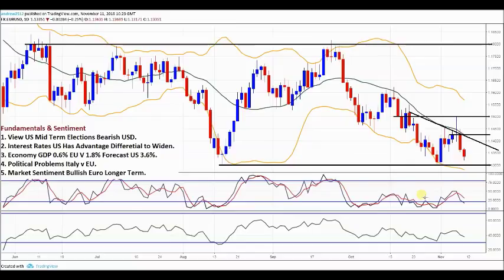So both Euro USD, Euro JPY look really good. I also quite like the look of Euro GBP short and Euro CHF, which I've covered in a previous video, very similar to Euro JPY. So we shall see how this one progresses.